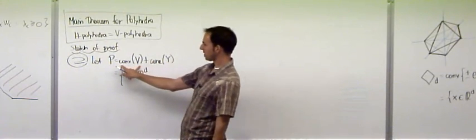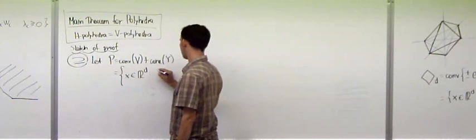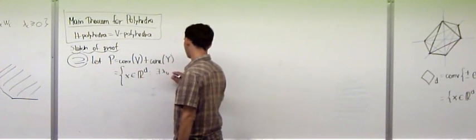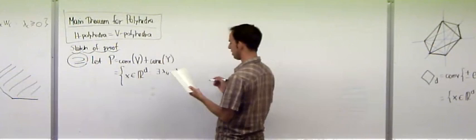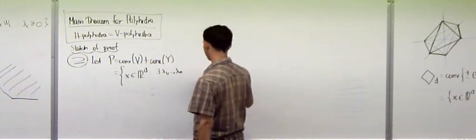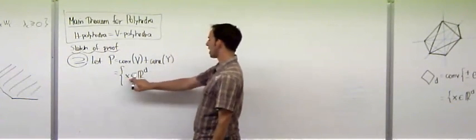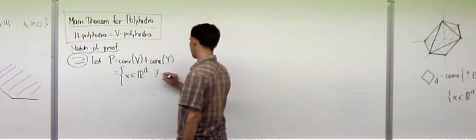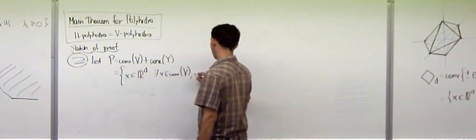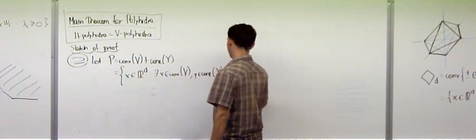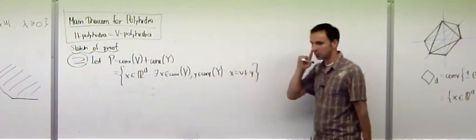Now, what is something here? Well, something here is a linear combination of V, right? So in other words, I should have lambda 1 up to lambda n such that, let me write it like this. Actually, let me just do it in 2 steps. X in R^d such that there exists v in the convex hull of V and y in the cone of Y such that x equals v plus y. Okay. That's what it means to be in the Minkowski sum.